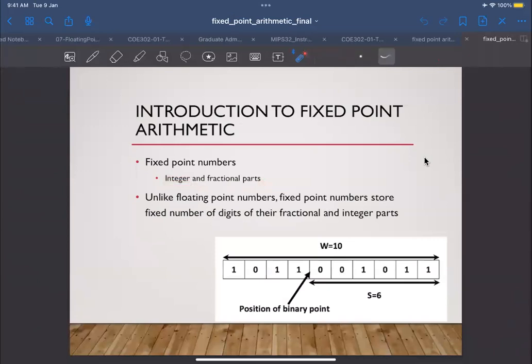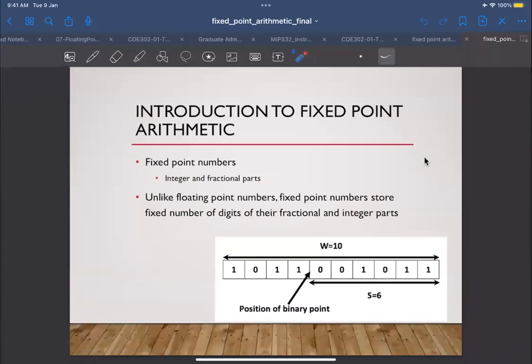As many of you have studied in COE 301, there is what we call the IEEE 754, which implements floating point numbers. Floating point numbers are different from fixed point numbers, and they offer greater precision and range of values, however, at the expense of more complex circuits. Fixed point arithmetic, on the other hand, is much simpler than the floating point circuits.